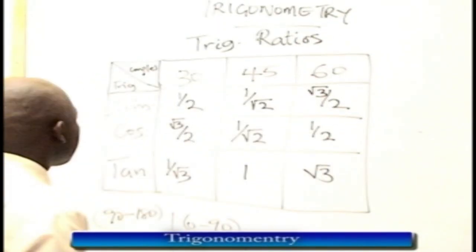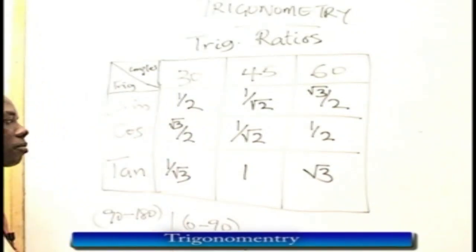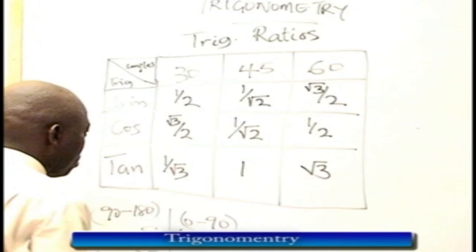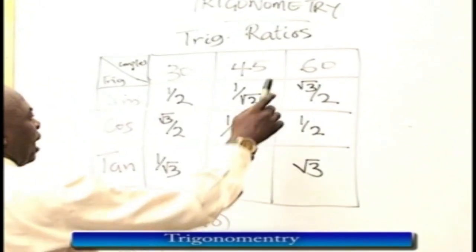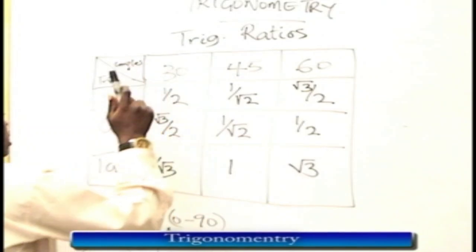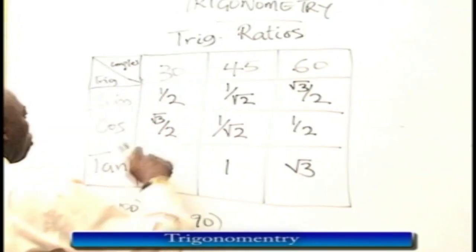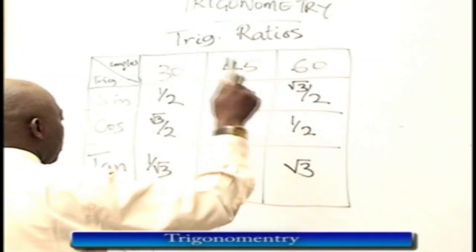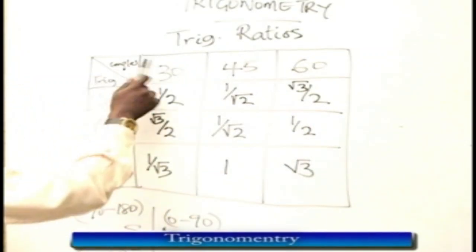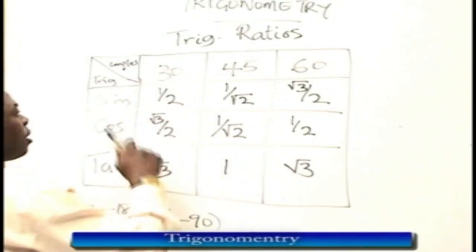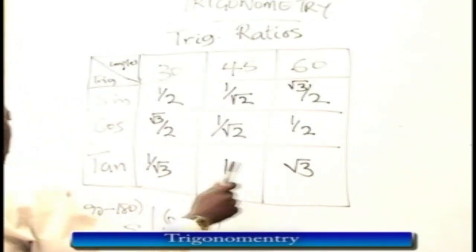Sine 30 is half. Sine 45 is 1 over root 2, sorry. Sine 60 is root 3 over 2. Cos 30 is root 3 over 2. Cos 45 is 1 over root 2. Cos 60 is half. Tan 30 is 1 over root 3. Tan 45 is 1. Tan 60 is root 3.